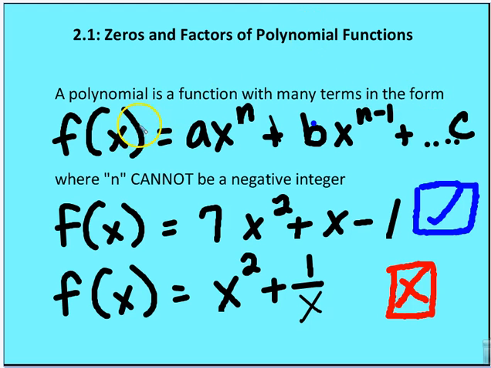Right, so a polynomial is a function with many terms in the form ax to the n plus bx to the n minus 1 plus c, if there is a value for c. So n cannot be a negative integer. In this case, the function f of x is equal to 7x squared plus x minus 1. That is a polynomial function. However, f of x is equal to x squared plus 1 over x, where 1 over x is equal to x to the negative 1. Since we have a negative integer here for n, we don't consider this a polynomial function.